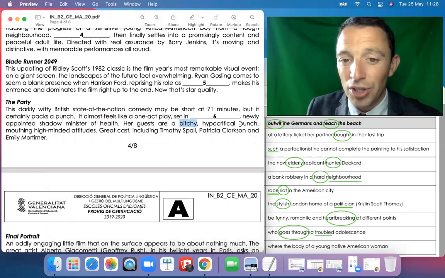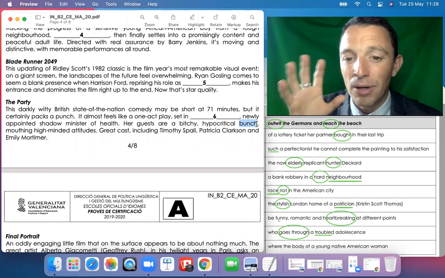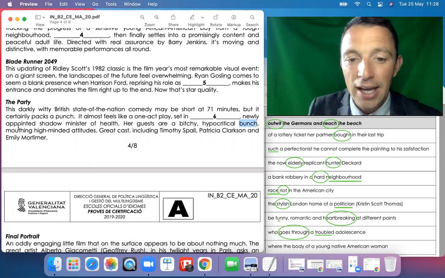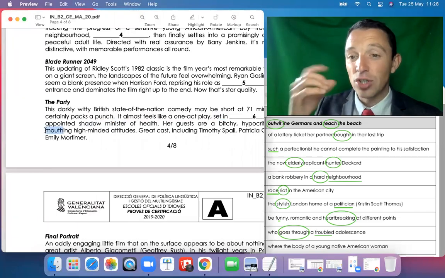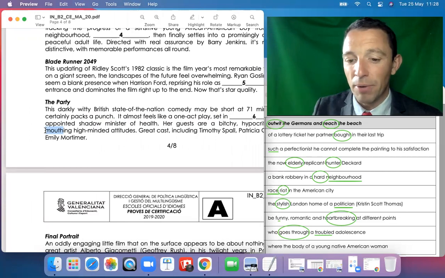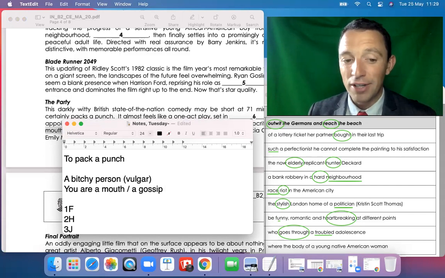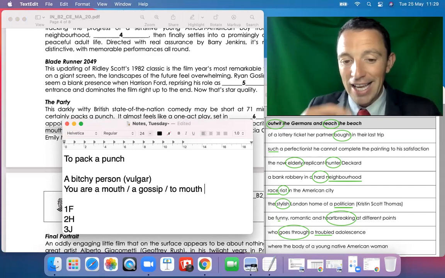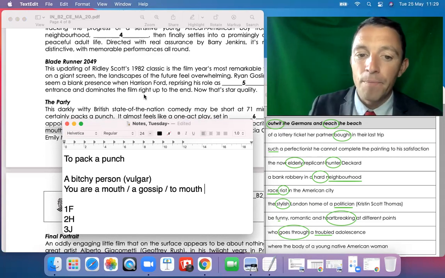And hypocritical bunch is like a group. So if you have a bunch of friends, it's a group of friends. A bunch of flowers is un puño, I think in Spanish, but a bunch of friends is a group of friends. Mouthing, again, the verb to mouth is related to saying something, but maybe critical of another person. So for example, if you are a mouth, the significance is you are a gossip, and maybe you do not keep a secret. And the verb to mouth is to speak, but you're speaking and gossiping about another person, okay? So it's negative.